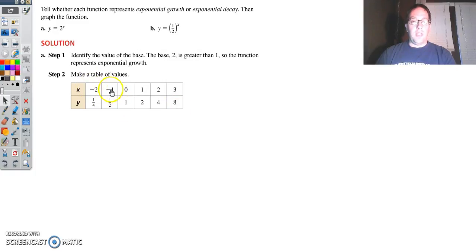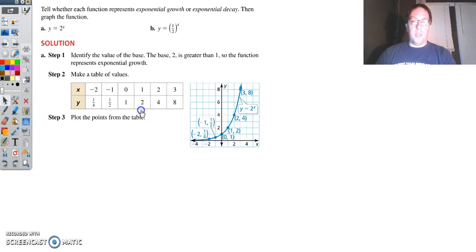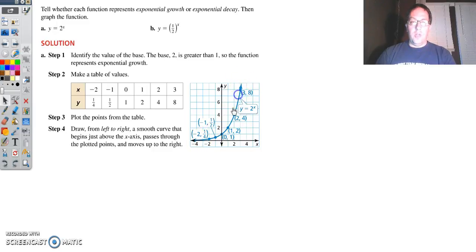And when x is negative, we have the reciprocals of those. So 1/2, 1 over 4, and negative 3 would be 1 over 2 cubed. Take that, plot them on the graph, and we see that increasing curve. Make sure when you connect these, you connect them with a nice smooth curve. Don't make it all jagged lines and stuff. All right.